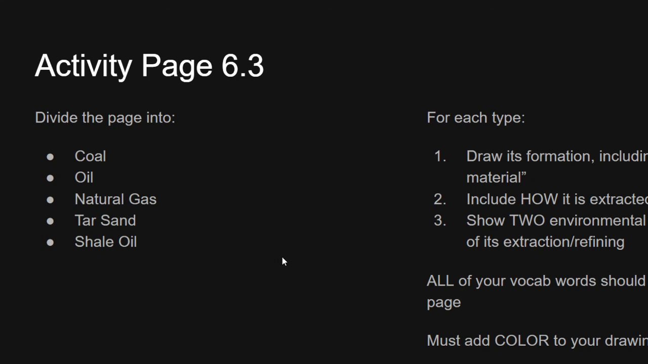In this, I want you to try to go back and use all of your vocabulary terms, because we want to make sure that we have practice with them, and you should add color to your drawing. So I want to see 4 or more colors on this activity page. Okay, so that concludes topic 6.3, which is fuel types and their uses.